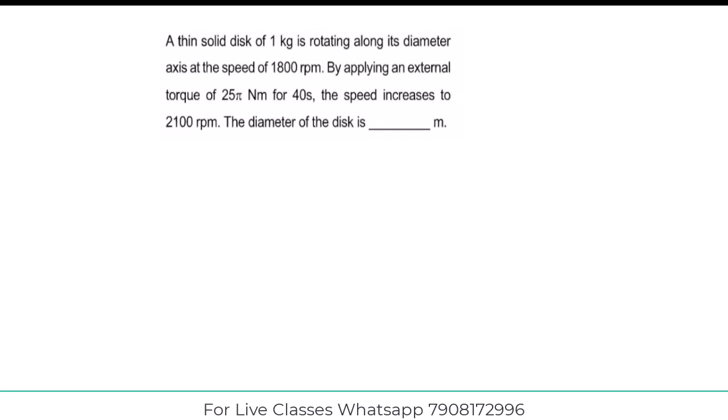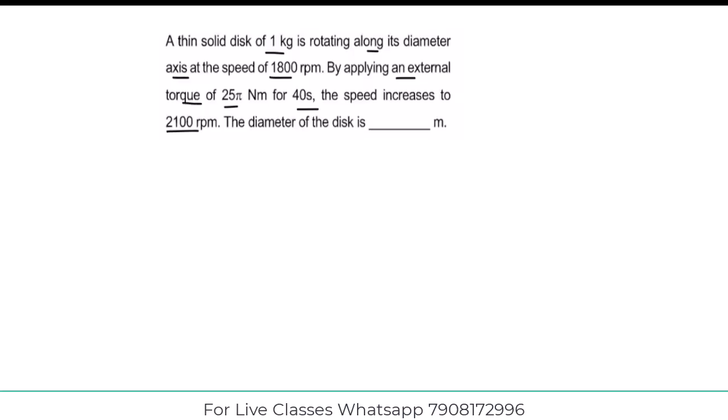A thin solid disk of mass 1 kg is rotating along its diameter axis at the speed of 1800 rpm. By applying an external torque of 25 pi Newton meter for 40 seconds, the speed increases to 2100 rpm. The diameter of the disk is?